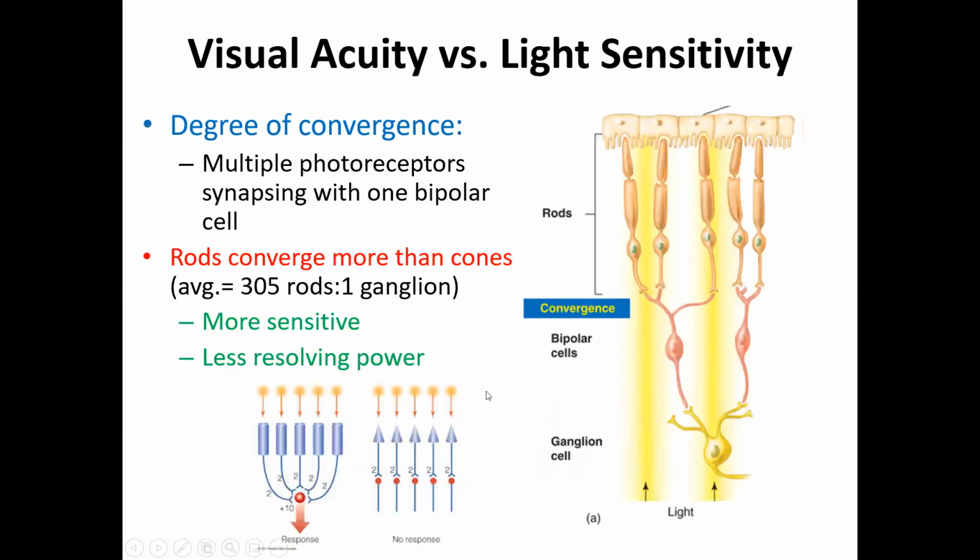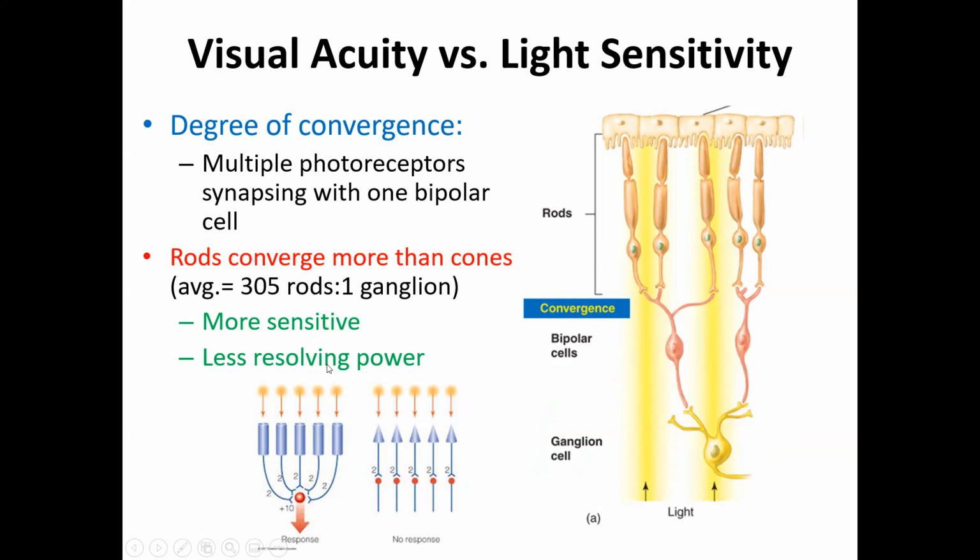Let's talk about how we get sharper images for cones than we do for rods. And it has to do with the idea of convergence. Convergence means coming together. So if you have rods, the reason that rods are much more sensitive than cones is because multiple rods will synapse with the same bipolar cells, which will synapse with a single ganglion cell, so that if any of these rods are activated by light, you're still going to get a signal to the brain, and that's how you create sensitivity.